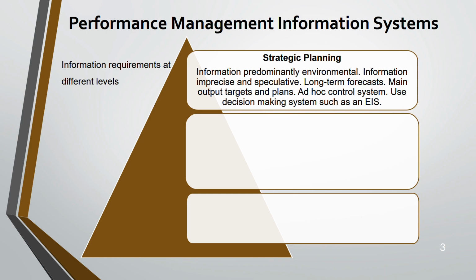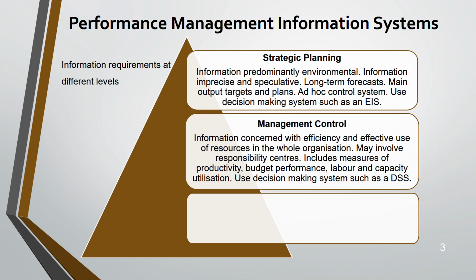Also information is very imprecise, not very precise like we have for the other 2 levels, and very speculative, because based on the information that you receive at strategic level, you can predict the future. You can make speculation based on it, even though it might not be 100% correct, it will help you 80 to 90%. And the decision making system used at this level is EIS. What is this EIS? We are going to cover it a little bit later after we finish all these 3 levels. There are so many information management systems that you have to cover in PM.